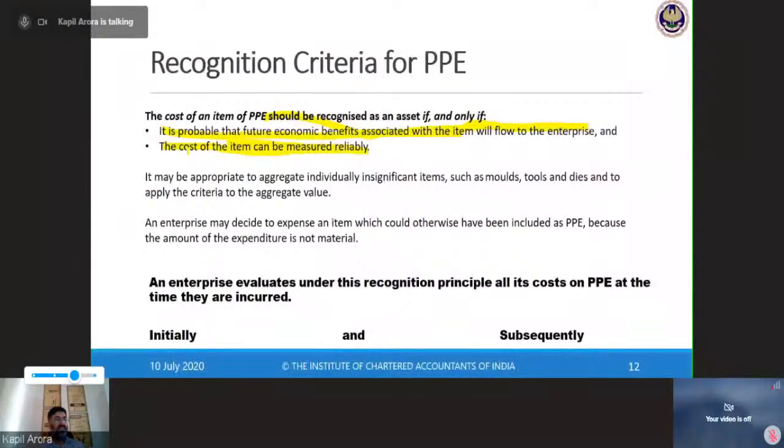Right? So one, it is probable that future economic benefit will come. Second, cost can be measured reliably. But if you remember, we have seen one concept. We always considered only material items. Any non-material item, the company can decide to charge it off to the profit and loss account straight away.